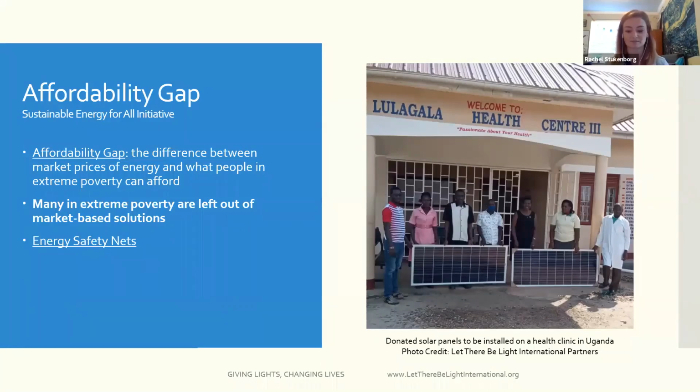And the affordability gap creates the need for what's known as energy safety nets, which are government-led approaches to improve access to modern energy services for people in extreme poverty by decreasing the affordability gap. And government funding isn't always available for energy safety nets. So in its absence, LTBLI International and other international partnerships can support social safety net programming.